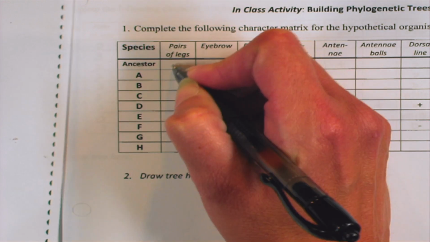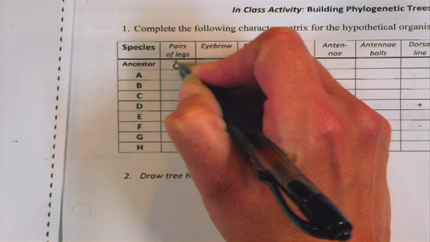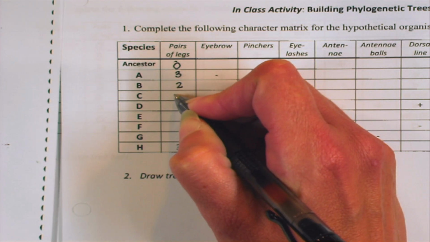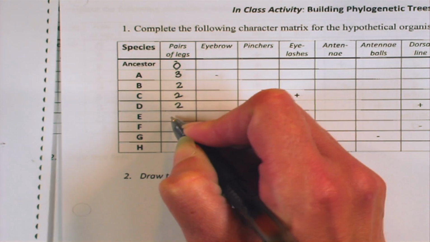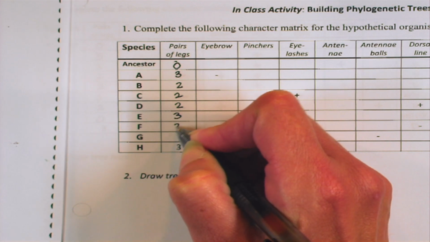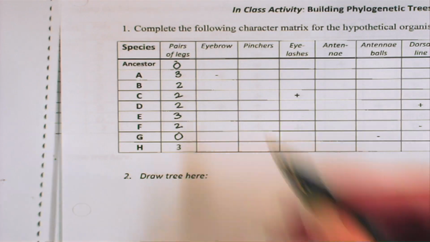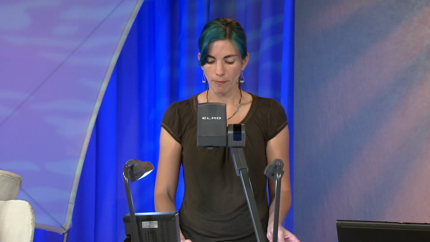So the ancestor has 0. A has 3. B has 2. C has 2. D has 2. E has 3, F has 2, G has 0, and we already know H has 3. So that's basically how you're going to fill in these character matrices.